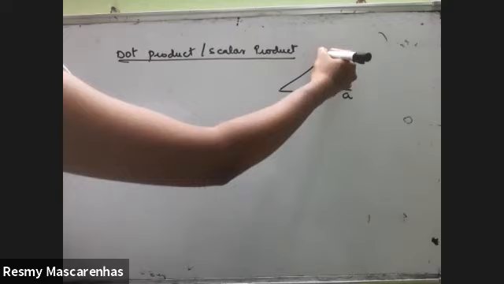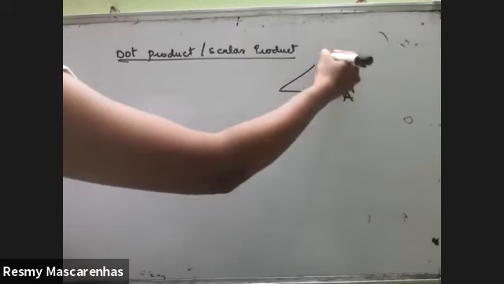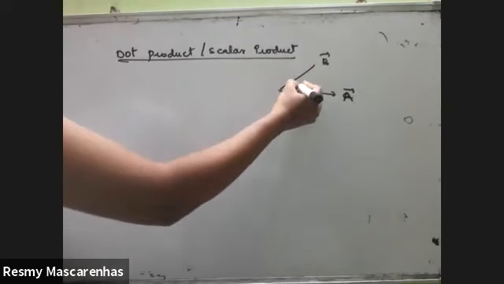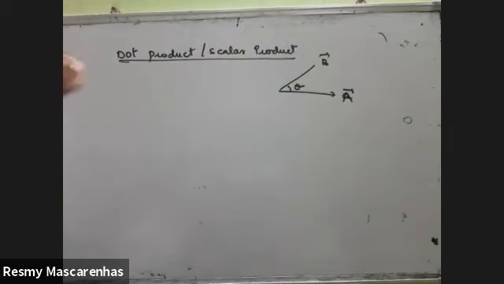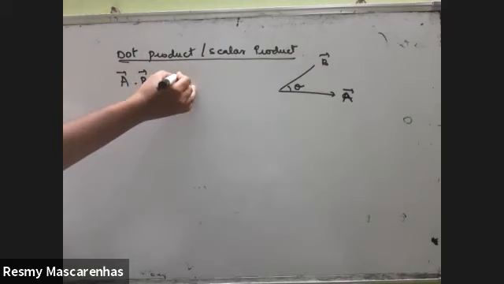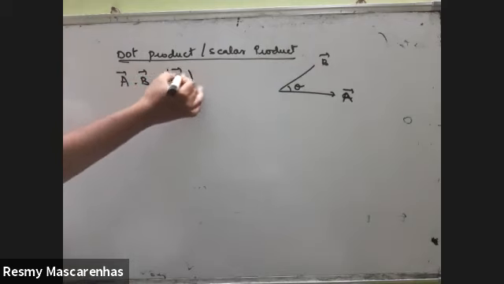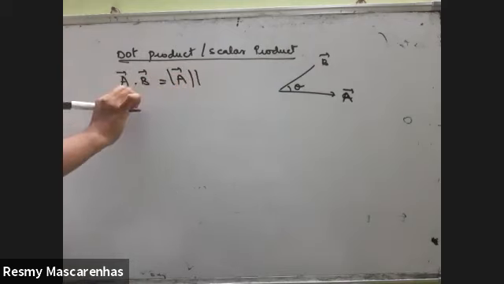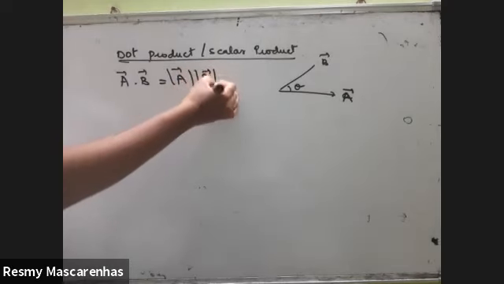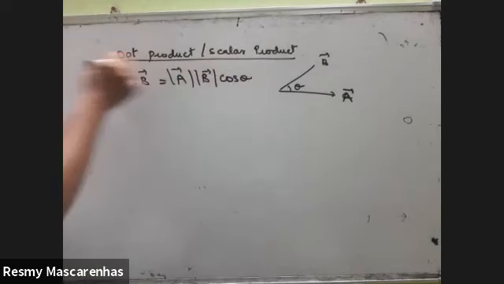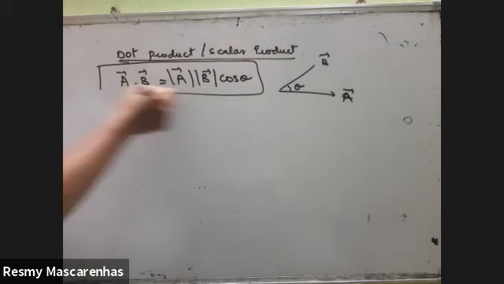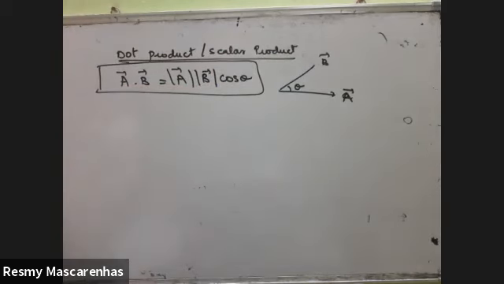If you have two vectors, a bar and b bar, and you know the angle between them, you can always find the dot product. This is the formula which we had seen. This is the magnitude, meaning the value of a, this is the value of b, and then cos theta. This is the basic formula for a dot product. Then we had solved one problem also.